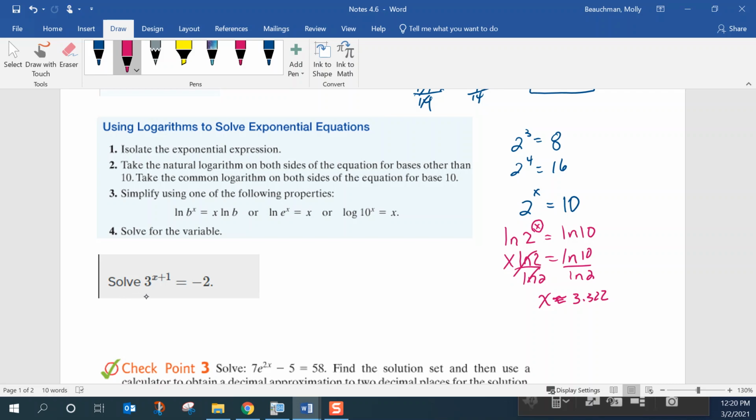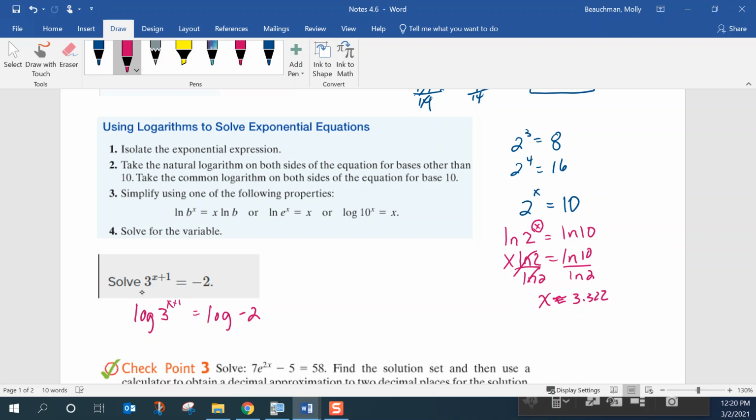So let's try it again. We've got solve 3 to the power of x plus 1 is equal to negative 2. We can't rewrite 2 as a power of 3, so we take the log of each side. And truthfully, it doesn't matter whether you take the natural log or the common log. So let's try this way, taking the common log of both sides. So the log of 3 to the power of x plus 1 is equal to the log of negative 2.